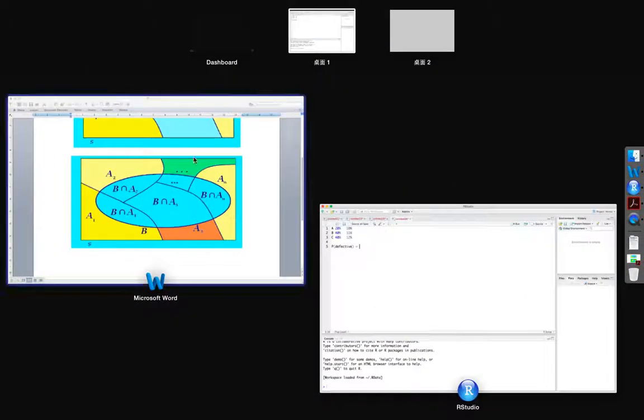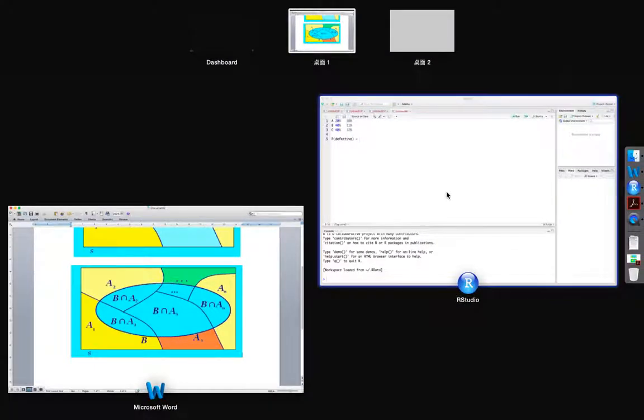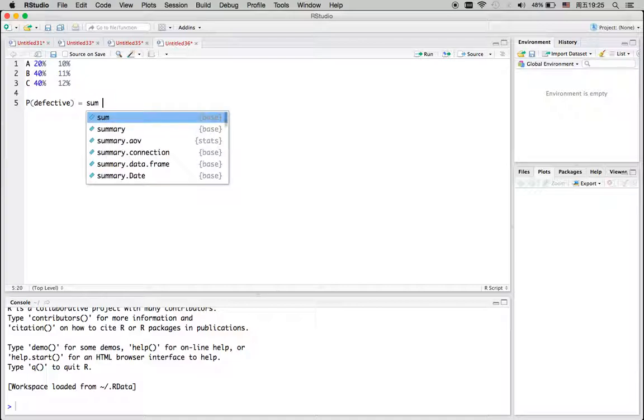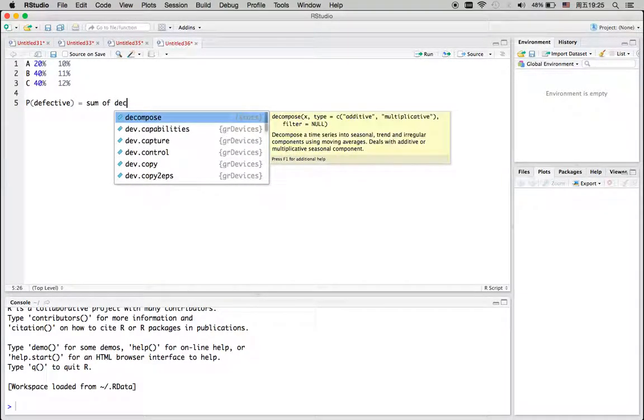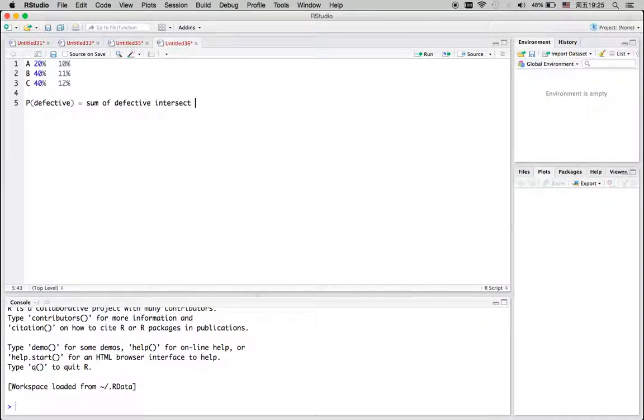So now we are going to find the probability of defective for this entire company. Based on this Venn diagram, if we want to find the probability of defective, which is the event B, we just need to find the sum of defective intersect product A, defective intersect product B, and defective intersect product C. So we will say the sum of defective intersect A, B, or C.